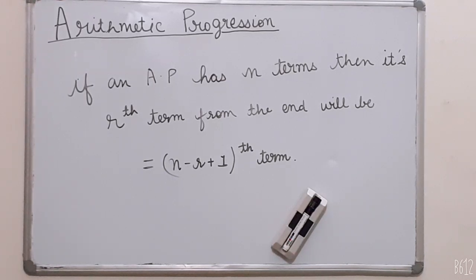Now let's learn how to take out terms from the end of an AP. As you can see on the board, it is written: if an AP has n terms, then its rth term from the end will be the (n minus r plus 1)th term. Let's understand this concept with the help of an example, as I know most of you have not understood it with the formula or the definition.